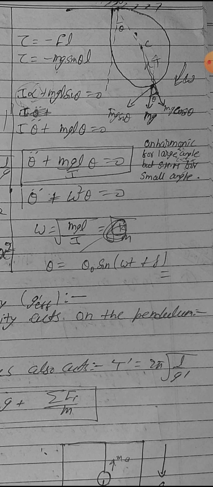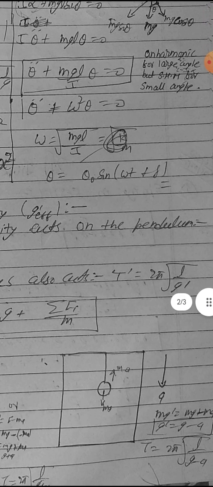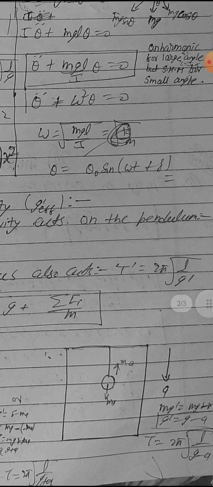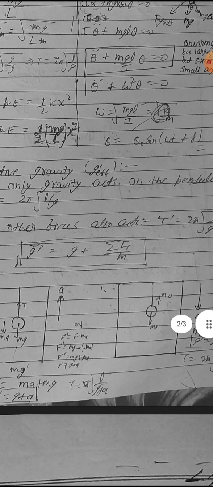So for small theta only, motion of a compound pendulum will be harmonic, and we can get theta double dot plus mgL by I theta equal to 0, and this mgL by I is equal to omega square. So what is the value of omega? Under root of mgL by I, and once again the solution of this equation is theta equal to theta naught sine of omega t plus delta, right? So this was all about compound pendulum.